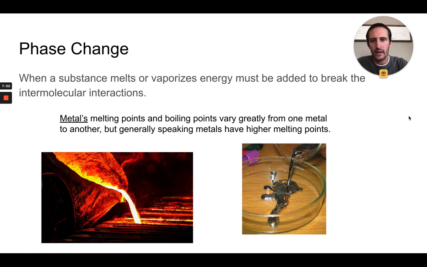Metals, on the other hand, have melting points and boiling points that vary greatly from one metal to another. Generally speaking, metals tend to have high melting points, but a classic example is mercury. Mercury is a liquid at room temperature. Other metals, you have to heat them up really hot before they'll turn to a liquid. So it does vary greatly for metals.